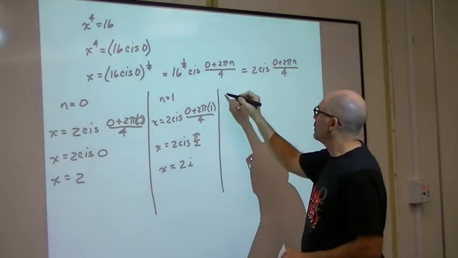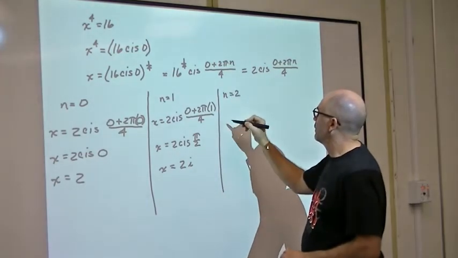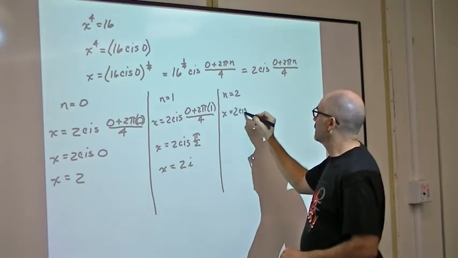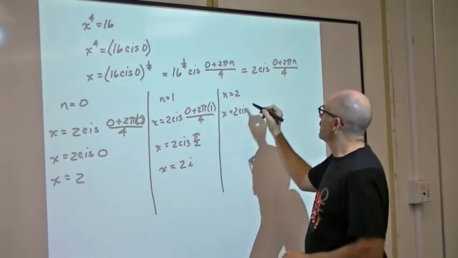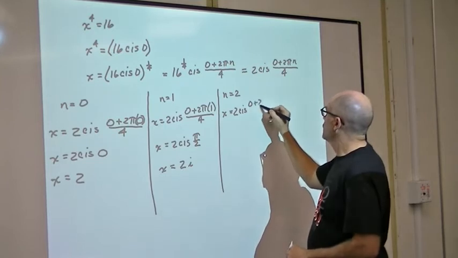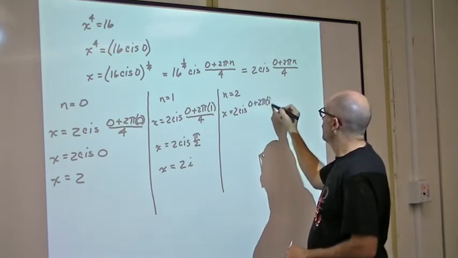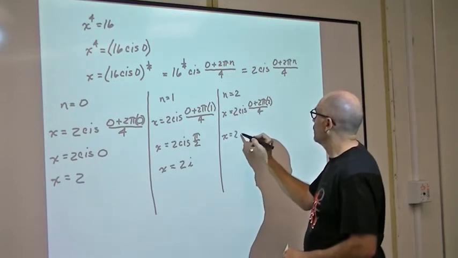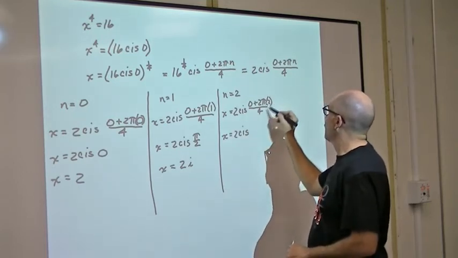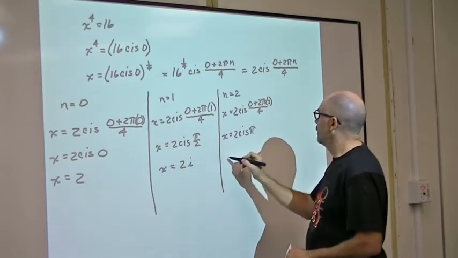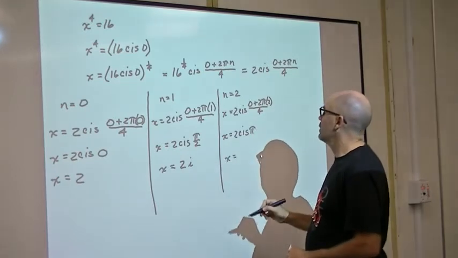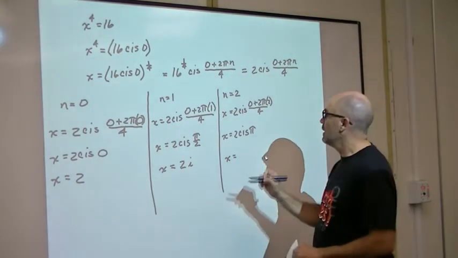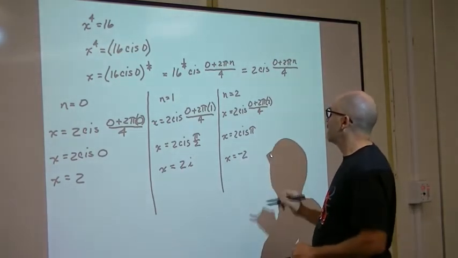Okay, now I do n equals 2. So x equals 2 cis 0 plus 2 pi times 2 over 4. So x equals 2 cis 4 pi over 4, which is pi. Once again, no need to go cosine pi plus i sine pi because I know pi is straight to the left. Straight to the left is all negative real.